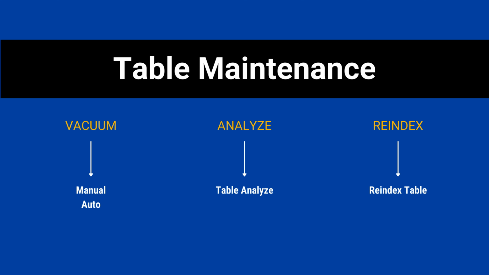So these are some maintenance tasks we have to perform at the table level. First one is vacuum, second one is analyze, and last one is reindex. Let's discuss each maintenance activity one by one.